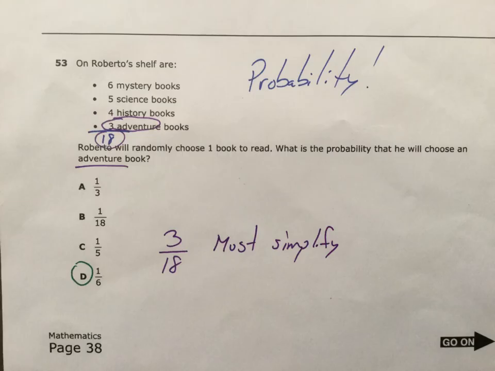All right, we're talking about probability. So randomly choosing a book, and all you're doing is finding an adventure book. We're not putting it back, we're not choosing another one, so it's just one fraction. If I was choosing 2 books, it would be 2 fractions. 3 books, it would be 3 fractions. But I'm just choosing one book, and it needs to be adventure, 3 out of 18.